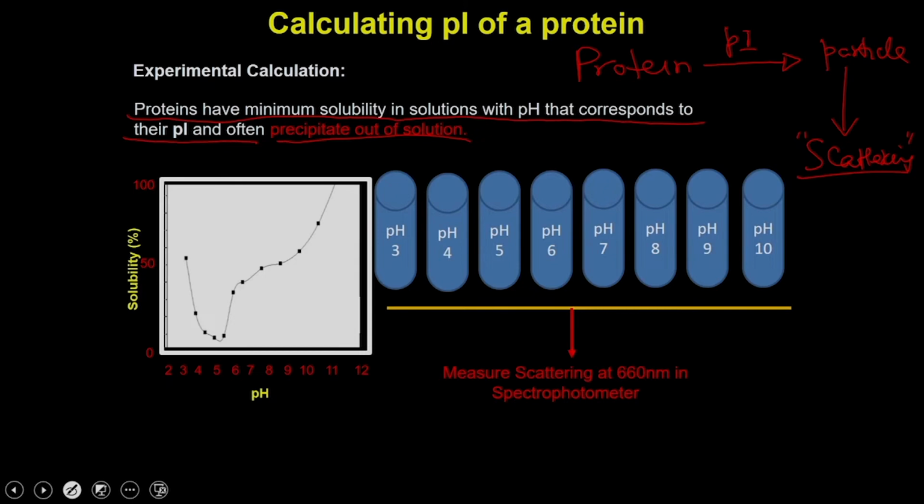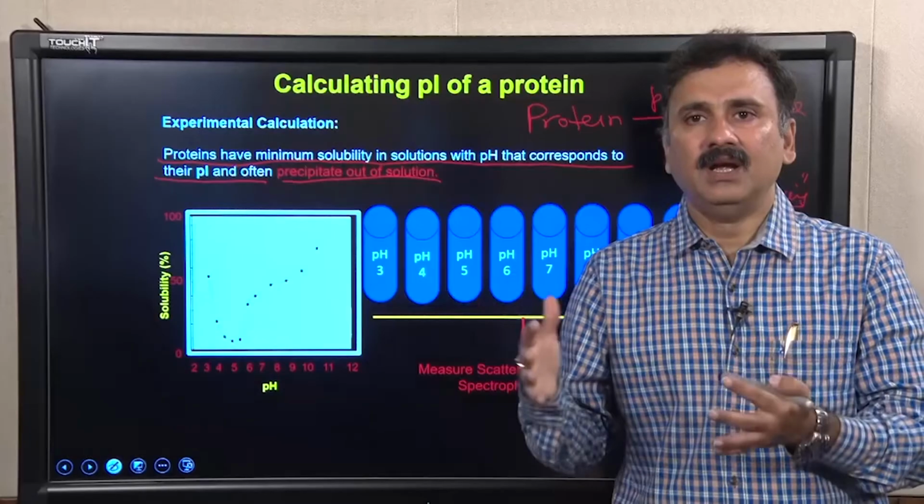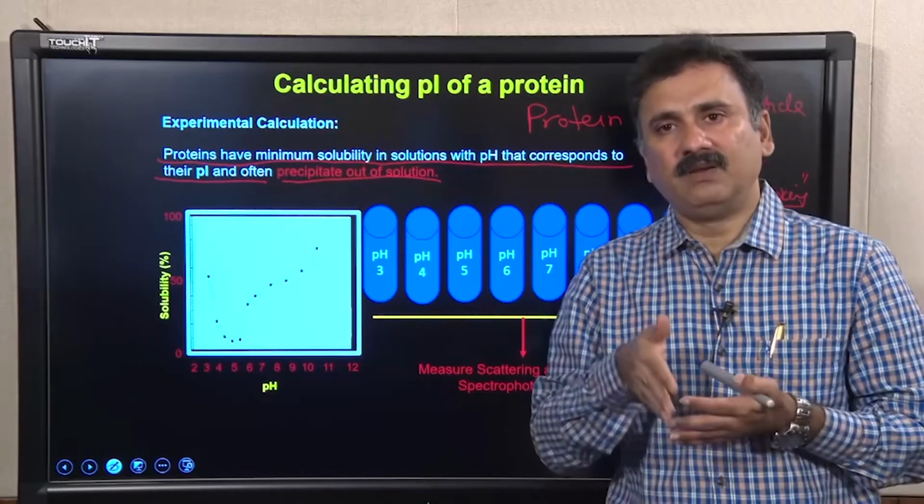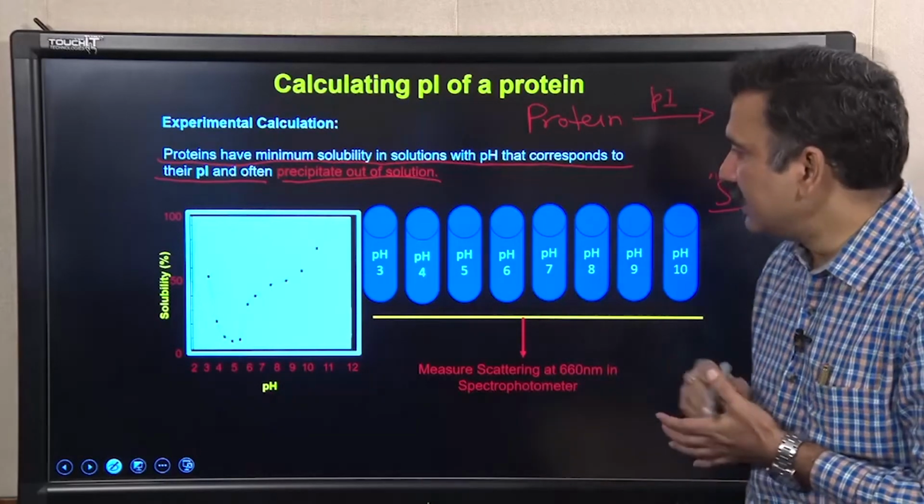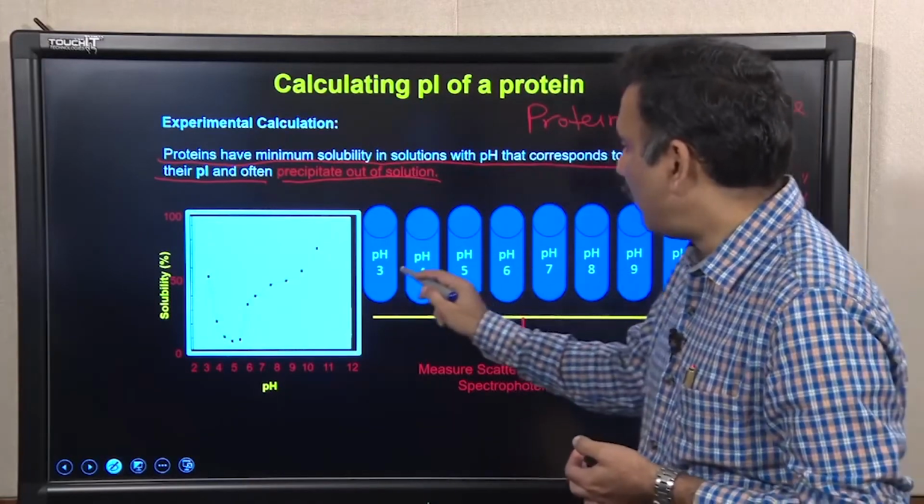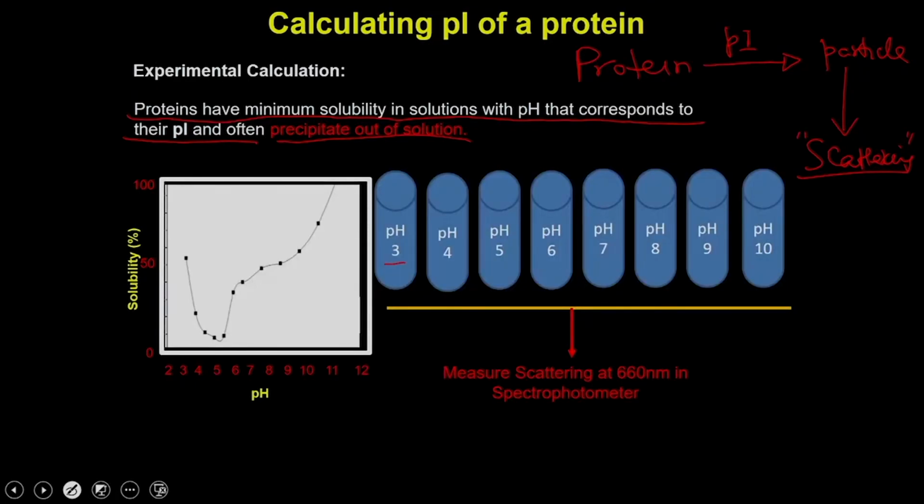So, you can use this particular behavior of a protein in aqueous solutions with different pH. What you are supposed to do is take buffers of different pH. For example, you take pH 3, 4, 5, 6, 7, 8, 9 and 10, and then you incubate an equal amount of the protein in each and measure the scattering of these solutions at 660 nanometers in a spectrophotometer.